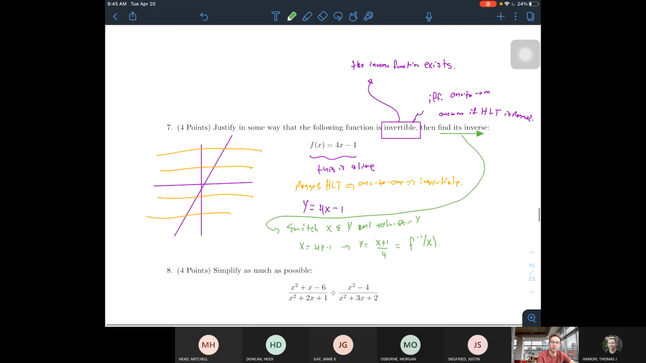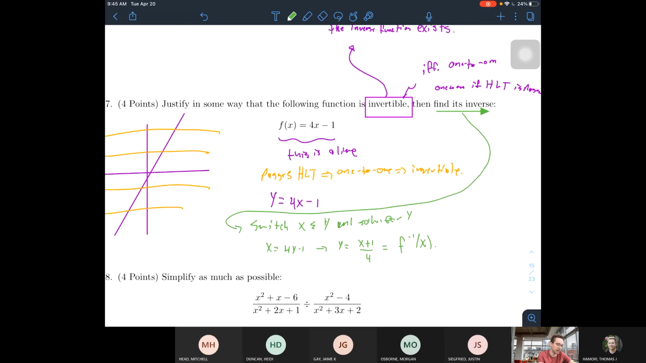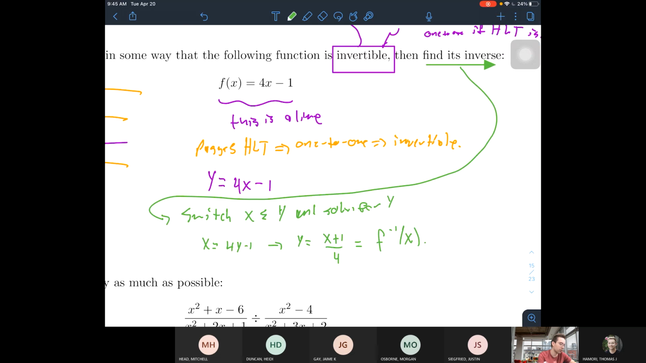Okay, so inverting a function is as simple as switching the x and y and solving for y. Once we get that function in terms of x, then that is our inverse function.